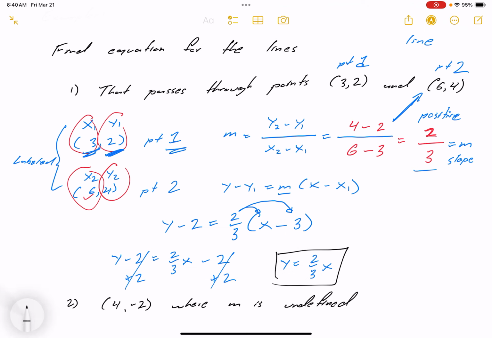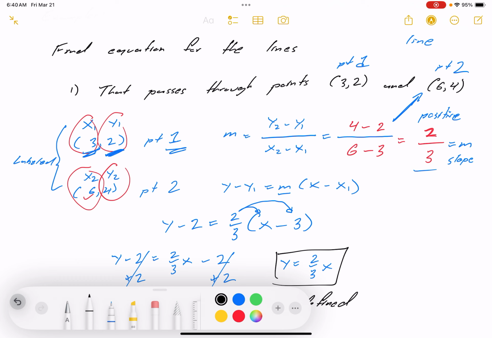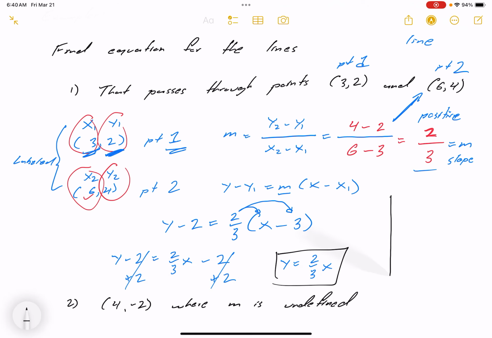So if we were to graph the line, which will look a little something like this. Let's see, our points are 3, 2 and 6, 4. Let me count the axes: 1, 2, 3, 4, 5, let's just go to 6. Each of these is 1, 2, 3, 4, 5, 6, and this is also 1, 2, 3, 4, 5, 6.